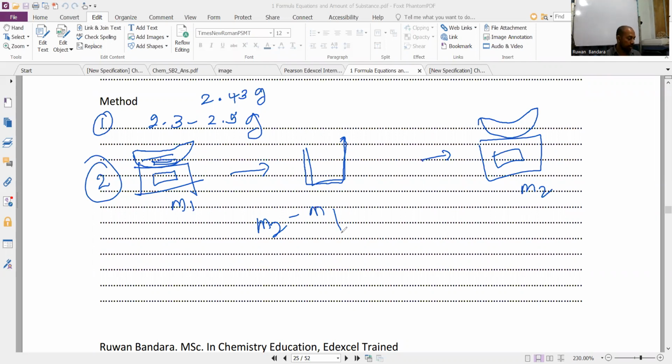Clear? Within brackets, write down: difference in these two masses gives the exact amount of solid that you have added. So that's in brackets, right?